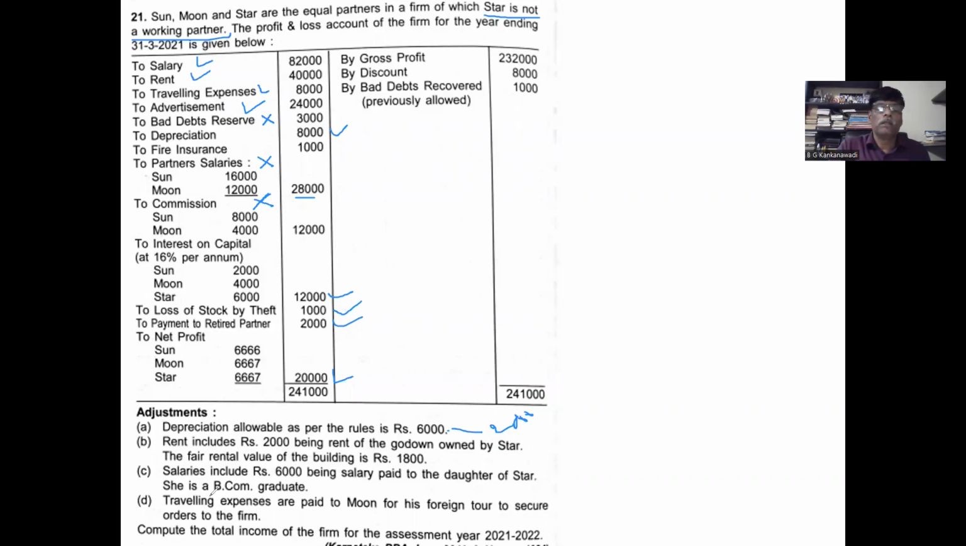No doubt. Traveling expenses are paid to Moon for his foreign tour. Traveling expense paid to the partner Moon for foreign tour, to secure order to the firm. To secure order to the firm means it is a business expense.